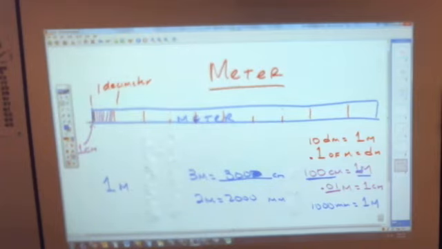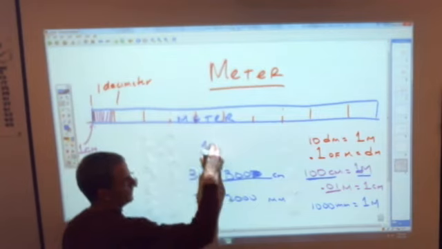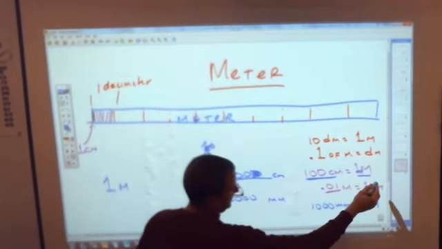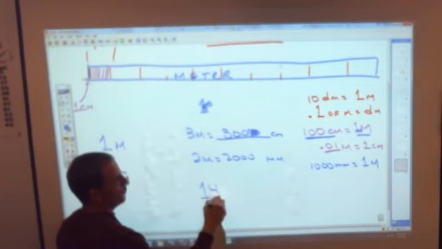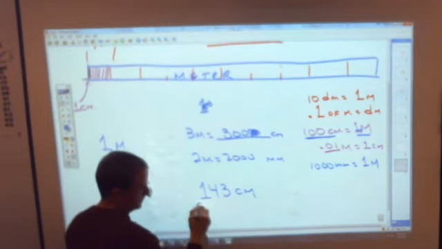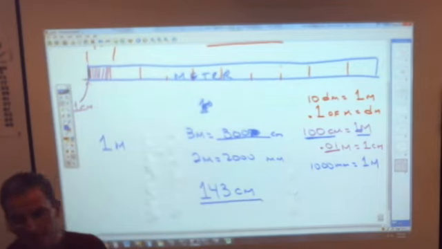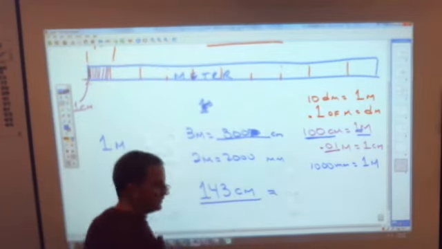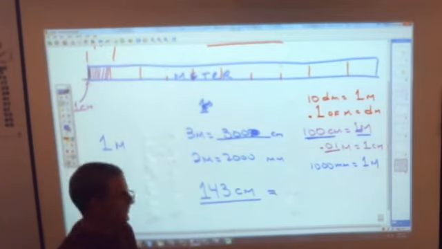Oh, so here's the deal. Here's the nice thing about the metric system. If you have 143 centimeters, and I asked you to change that into how many meters that is, which means I have 100 plus 43 more, the nice thing about this is you really don't have to do anything but stick a decimal in the middle of all this.